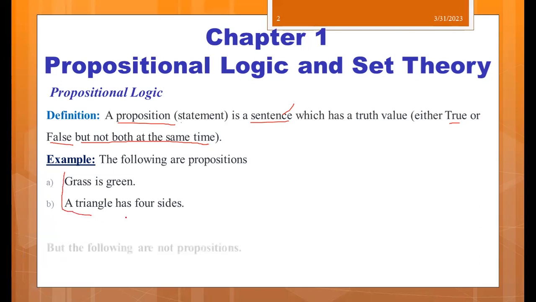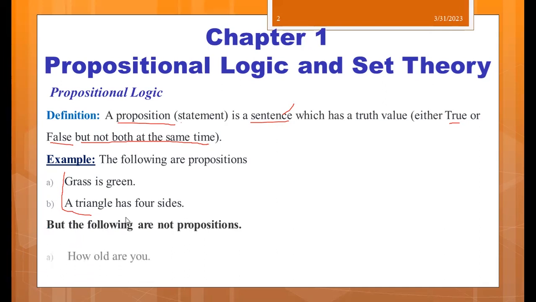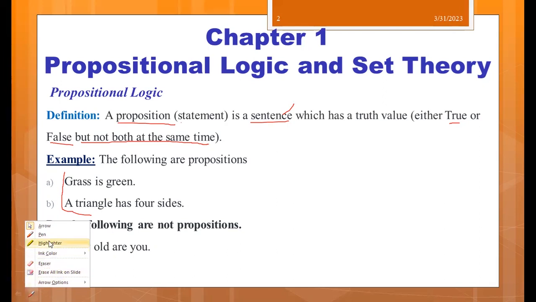But let us see sentences which are not propositions. For example, consider "how old are you?" The truth value of this sentence cannot be either true or false, and this sentence cannot be answered by saying true or false. So this is a sufficient reason for this sentence not to be a proposition, because its truth value is neither true nor false.